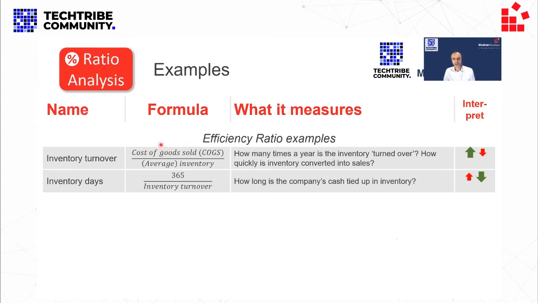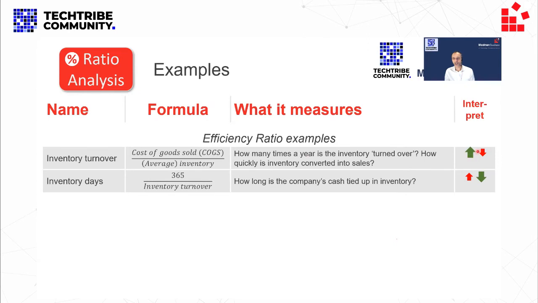But the way that you calculate it is the cost of goods sold divided by the average inventory over the period that you're looking at. Typically, you're looking at over a financial year. You're looking at the cost of goods sold over the financial year divided by the average inventory level over that financial year. And it will tell you how many times a year inventory moves through your business in and out.